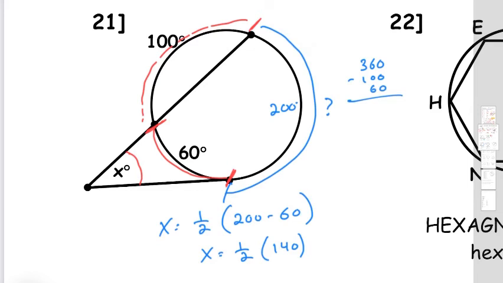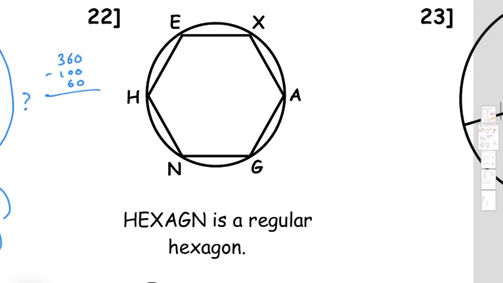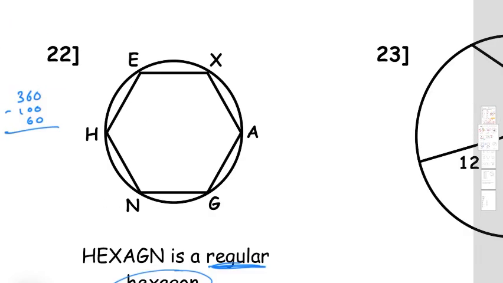So moving on to question number 22. We have a regular hexagon. Now that's important because all the angles and all the sides are going to be congruent. So all of these sides are going to be congruent, which tells us that each one of these arcs is going to measure exactly the same.